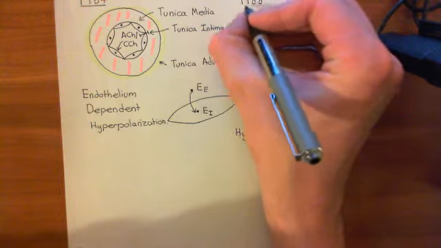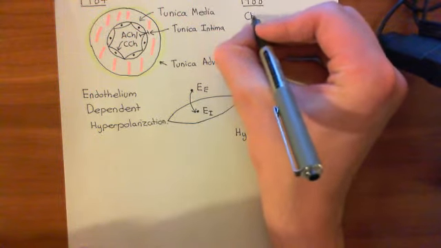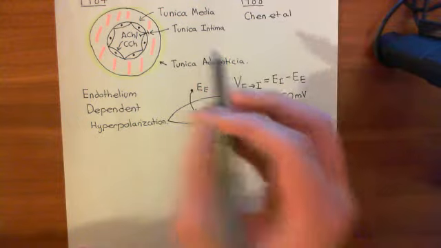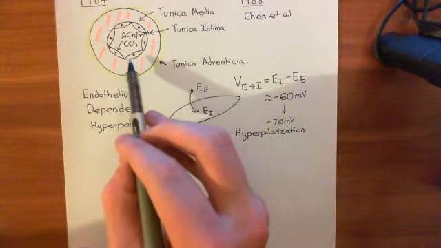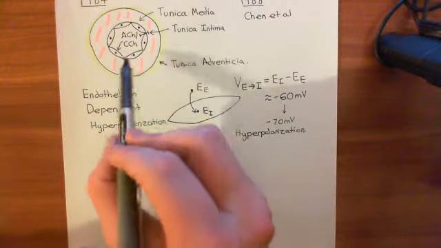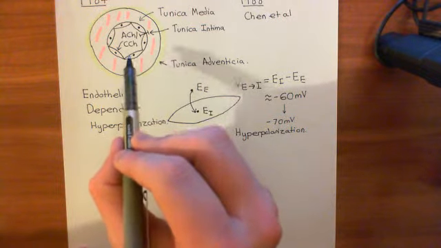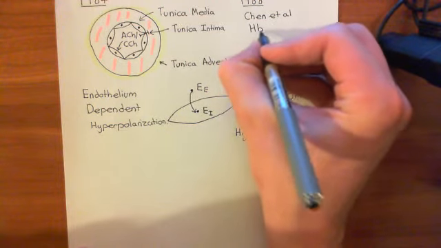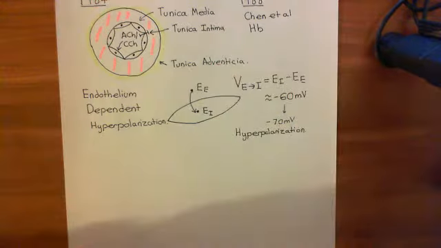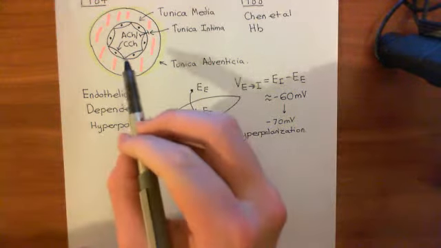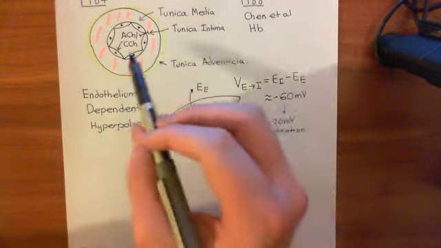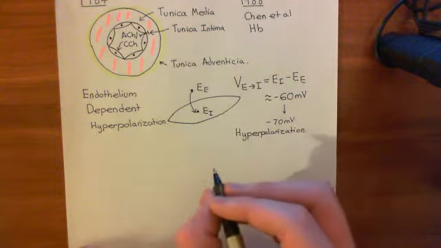Okay, so in 1988, let's start with Chen et al. Basically, what Chen et al. did was they inhibited nitric oxide. They exposed these endothelial cells to a lot of hemoglobin. So they took hemoglobin, HB, which I'll use to denote hemoglobin. And why should hemoglobin block nitric oxide firstly? Hemoglobin binds to nitric oxide.